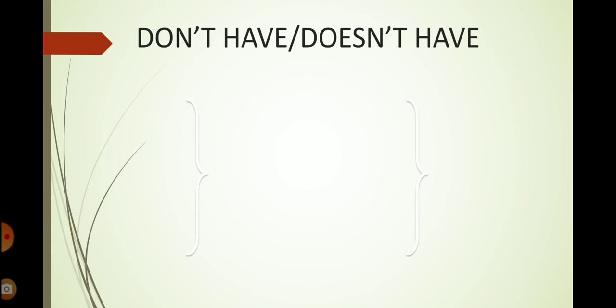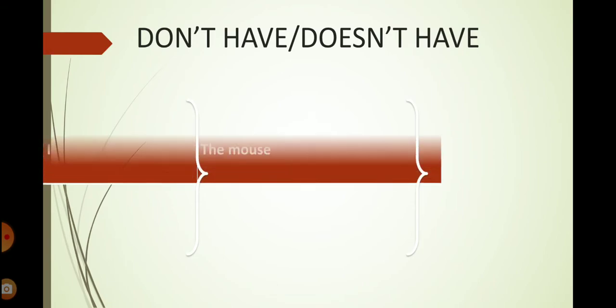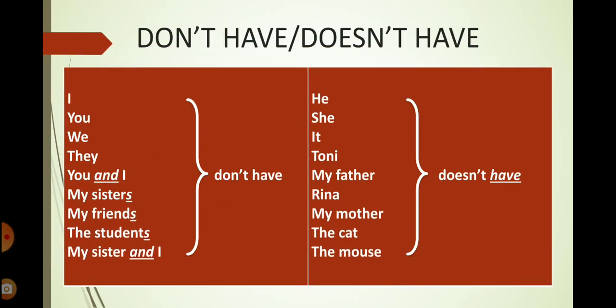But remember, in the negative one, we don't have to use has anymore. What we have to use is only have. So, don't have, doesn't have. Okay, just remember that I have, you have, we have. To make it negative, you have to make I don't have, you don't have. Okay? So you and I have. For the negative one, you and I don't have. My sisters have. The negative one is my sisters don't have. Get it? Okay, just an example.